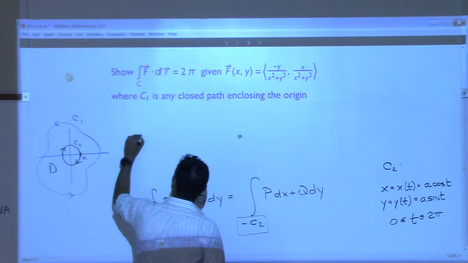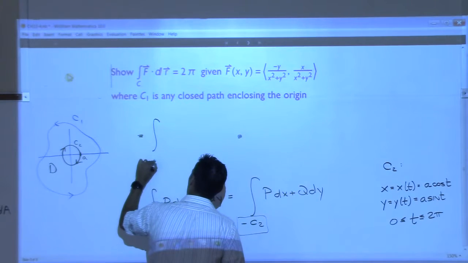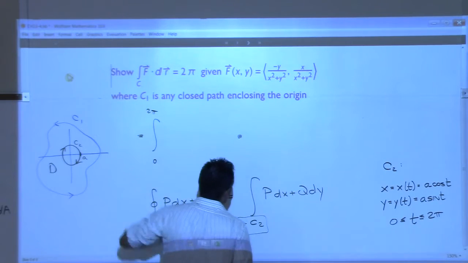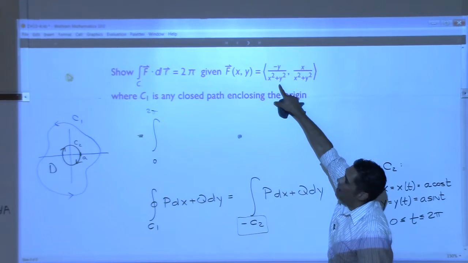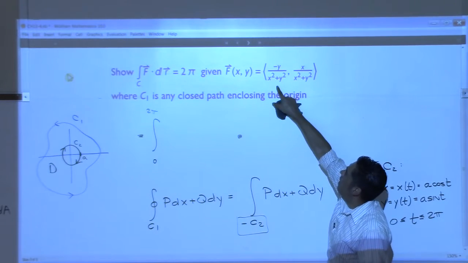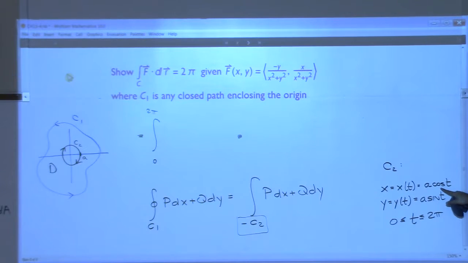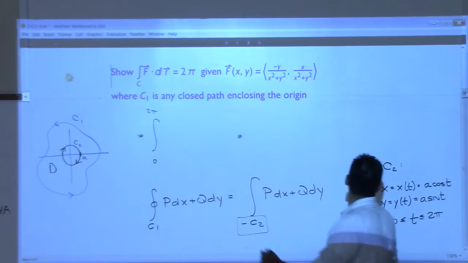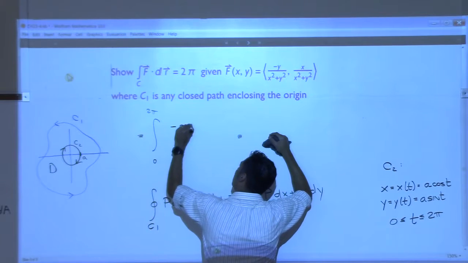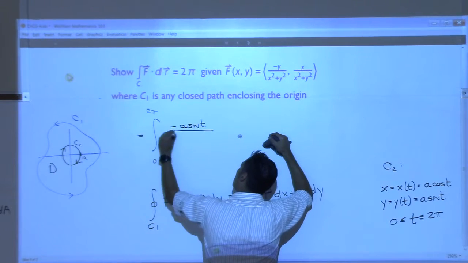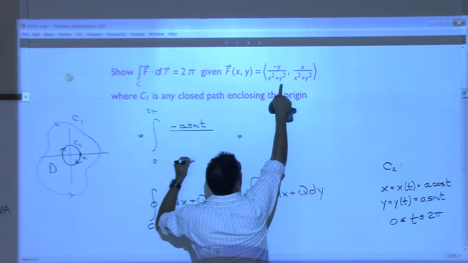All right, so now it's time to plug everything in. We got the integral from 0 to 2 pi. Now, what is p? P is that guy right there, but we have to replace our x's with a cosine t and our y's with a sine t. So it's going to be negative on top, negative a sine t, over x squared plus y squared.